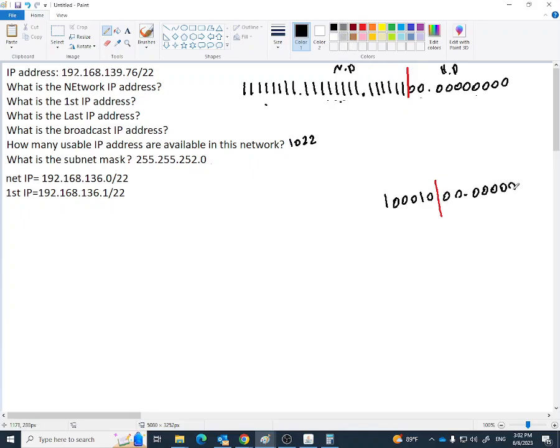What I did here, let me just go ahead and put it back. This is simply 136.0. So for the subnet mask, we said we simply have to convert every one of those back to 1.